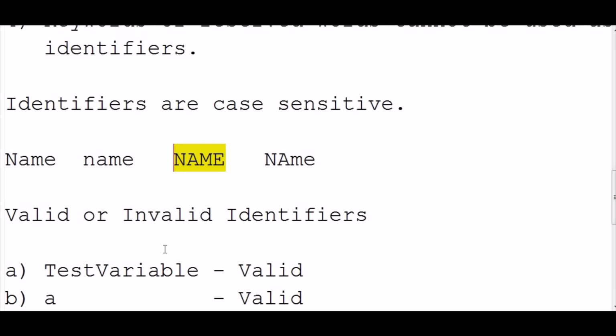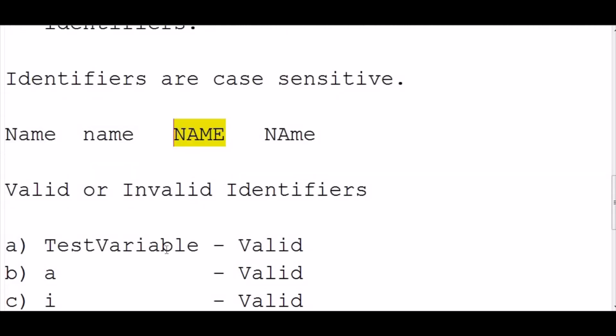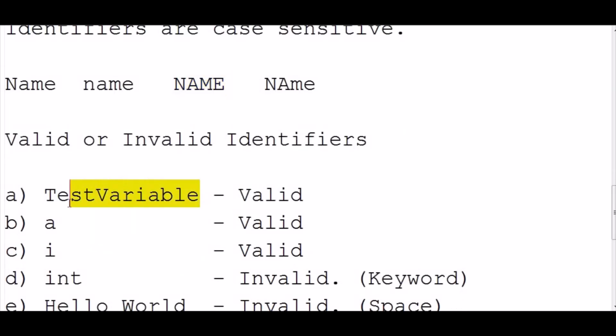Now let's see certain identifiers, whether they are valid or invalid. Take for example, testVariable. Even though you have two words here, they are not separated by a space.